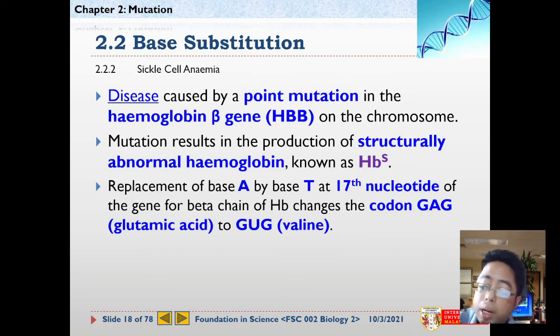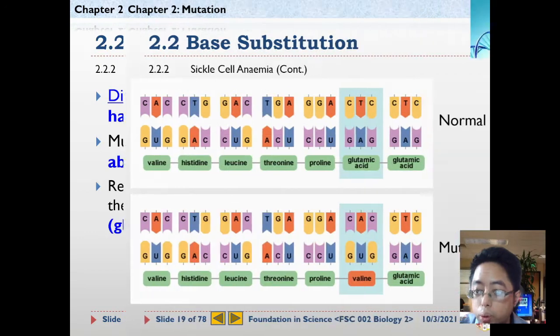It is caused by the replacement of base A by T in the 17th nucleotide of the gene for the beta chain of hemoglobin, which changes the codon GAG into GUG. You know, because you have DNA, right? When you transcribe the DNA, the other part will follow suit. You have A, T, C, G, right? So if you change the A into T, the partner on the RNA will be from A to U instead. So now you will have a very different protein than what is supposed to be.